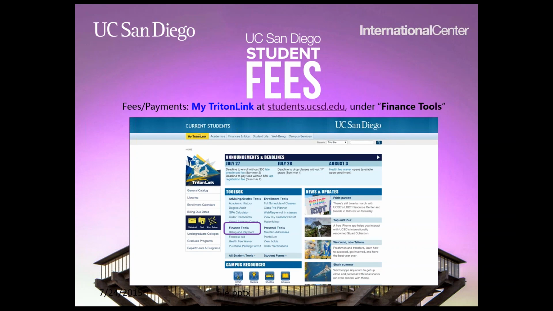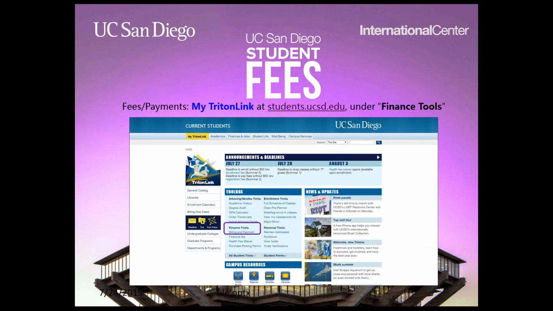UC San Diego student fees. If you would like information about paying your tuition, you can find everything on Triton Link. Go to students.ucsd.edu and click on Finance Tools. You can then browse to find the topic that you are looking for and contact information for the cashier's office. The registration fee deadline is September 18th, so plan accordingly to pay any required fees prior to this date.